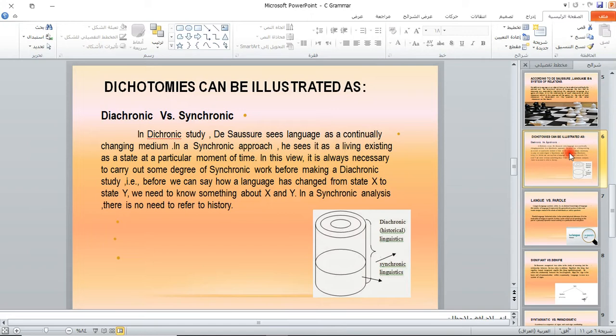Dichotomies can be illustrated as follows. One: diachronic versus synchronic. In diachronic study, De Saussure sees language as a continually changing medium. In the synchronic approach, he sees it as living, existing as a state at a particular moment of time. In this view, it is always necessary to carry out some degree of synchronic work before making a diachronic study. That is to say, before we can say how a language has changed from state X to Y, we need to know something about X and Y. But in a synchronic analysis, there is no need to refer to history.